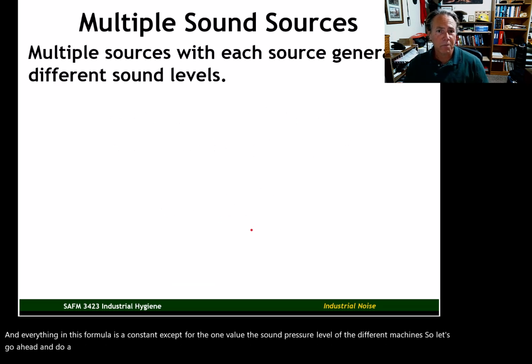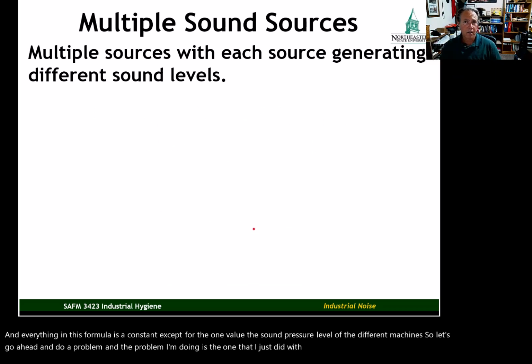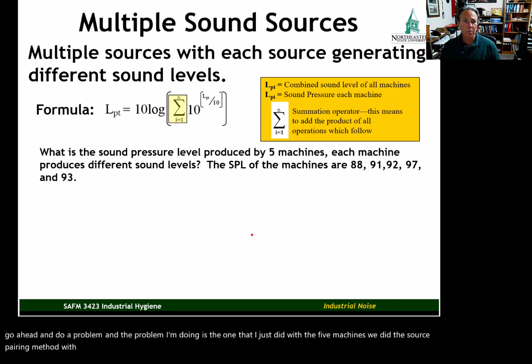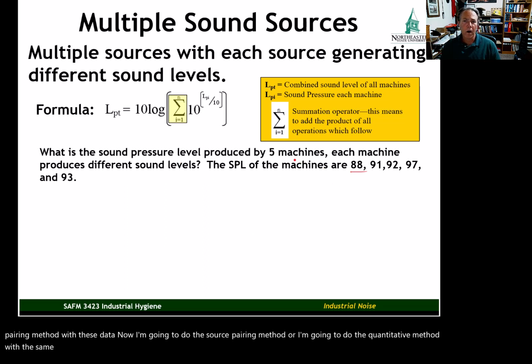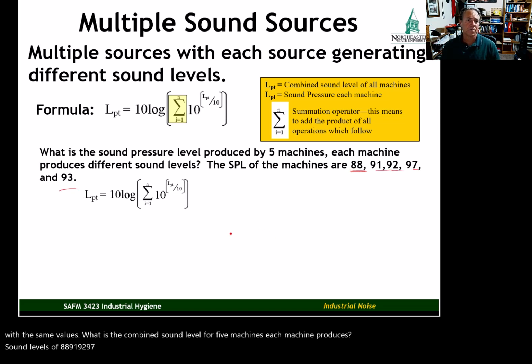The problem I'm doing is the one that I just did with the 5 machines. We did the source pairing method with these data. Now I'm going to do the quantitative method with the same values. What is the combined sound level for 5 machines? Each machine produces sound levels of 88, 91, 92, 97, and 93 decibels.